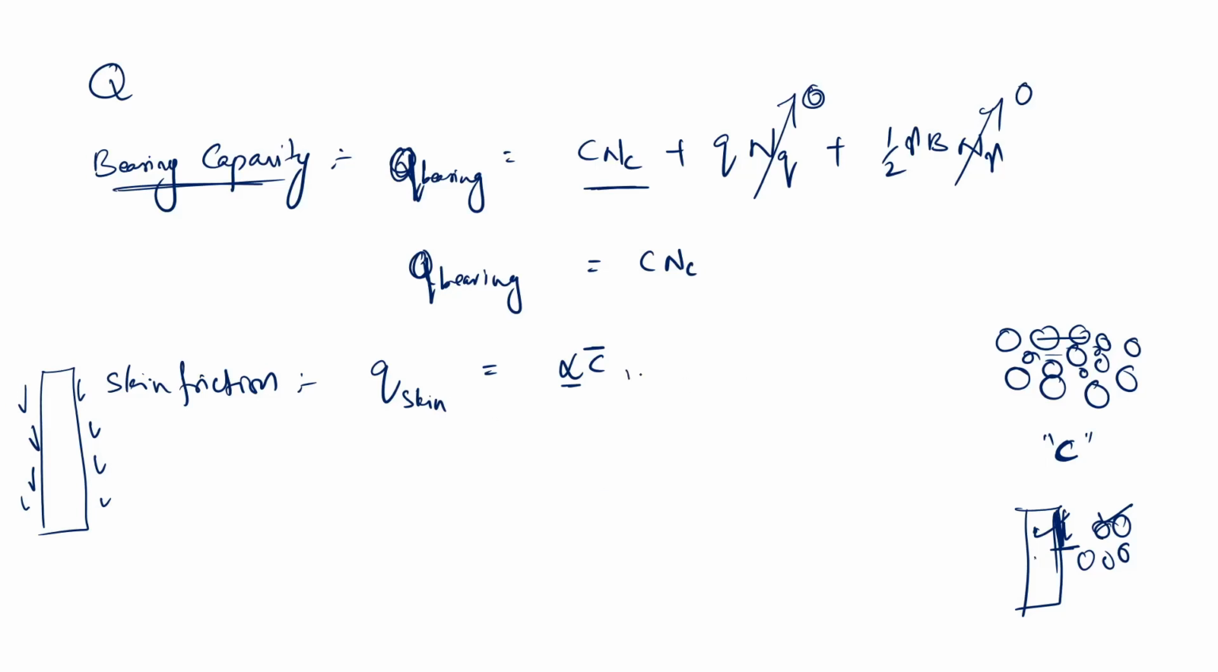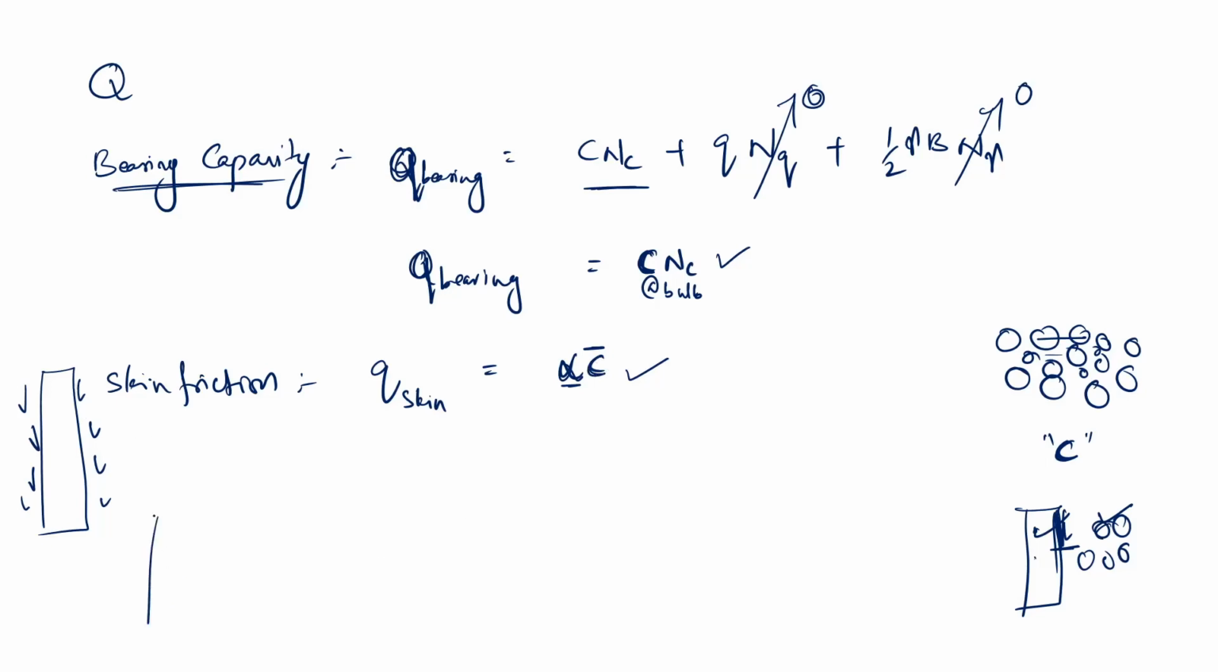So you know this now. This C is not the average value; C at the bulb, because you are calculating the bearing pressure at the bulb. That's why C should be at the bulb. The Nc value should also be taken at the bulb. Here alpha is constant, whereas C is the average over the depth.